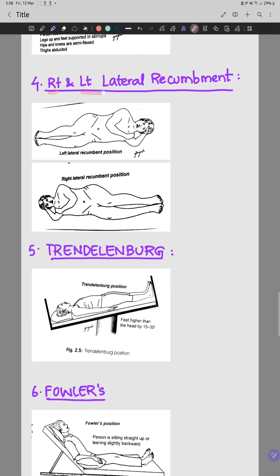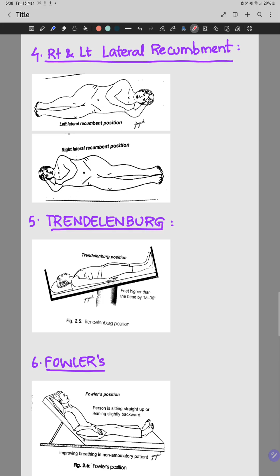Coming to the right and left lateral recumbent positions. In the left lateral recumbent position, the person lies horizontally and faces towards the left side. Here, one side of the person lies horizontally and faces towards the right side. Left and right lateral recumbent positions are used when the person is going to have seizures. We immediately make the person come into the left or right lateral recumbent position. These are very helpful in those situations.